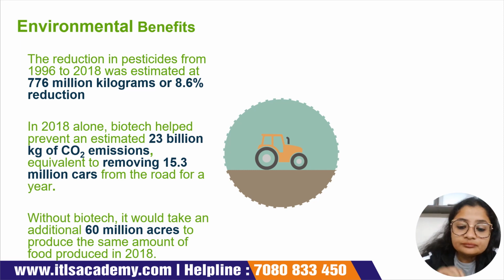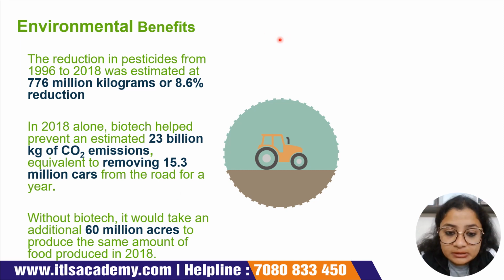Okay. Now, what are the environmental benefits? So the reduction in pesticides from 1996 to 2018 was estimated at 776 million kilograms, or an 8.6% reduction. So again, there's something which is beneficial to the environment, isn't it? Because the less pesticide there is, the better it will be for the plants and also for the soil.